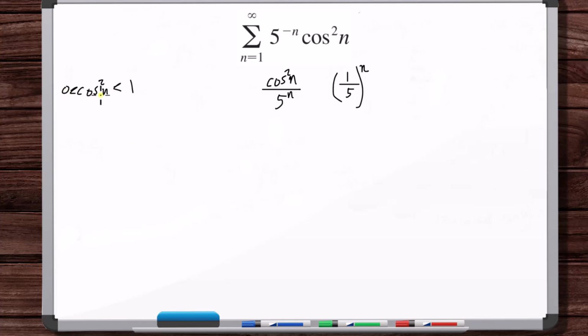If it was cosine squared of x, this would be equal to. But with the n, it's always somewhere in between 0 and 1. And so with that, you can see that this is always going to be less than, right? Because this will always be less than 1, and you've got 1 over 5 to the n. Okay, so this is convergent. This is always greater than this from 1 to infinity. So that means this is convergent based on the comparison test.